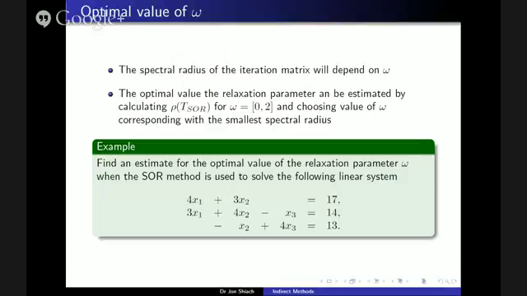So if we want to find the optimum value of your relaxation parameter, we just pick the value of omega which gives you the smallest spectral radius. The spectral radius will depend upon omega, so you can test all different values of omega, calculate the spectral radius, and whichever gives you the smallest one, that's what you choose. For example, this is the system we just solved. Find the optimum value of the relaxation parameter.